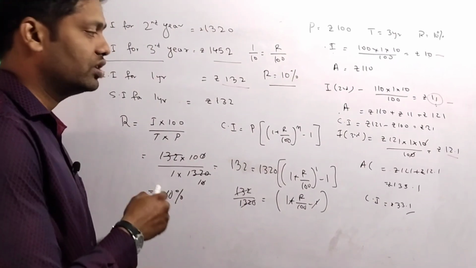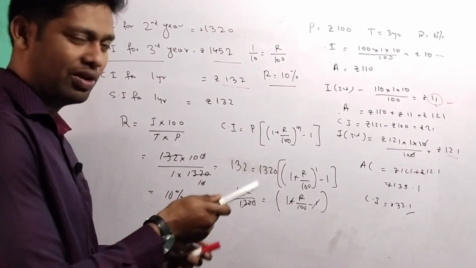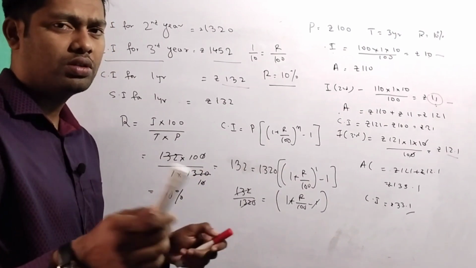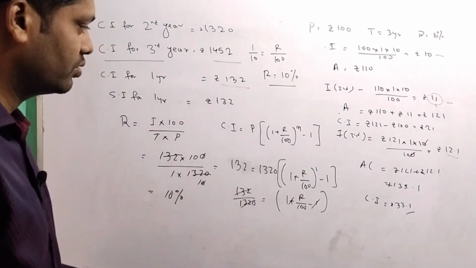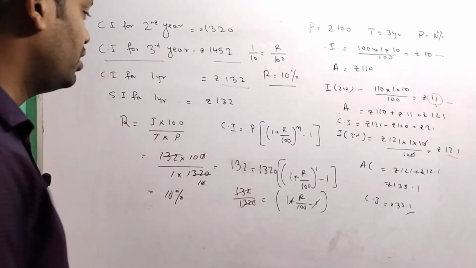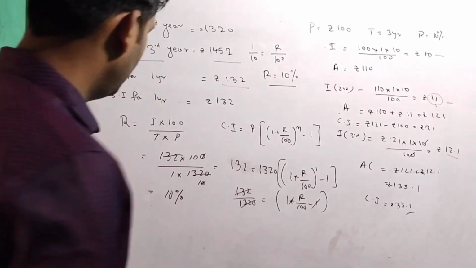But the thing is that this will be simple as compared to this one, the calculation part. So that's why we mostly prefer to do this one. If you do this method also, there's no harm. You'll get your marks. Okay, so we got the rate of interest. After that, what you have to find out? You have to find out the principal.